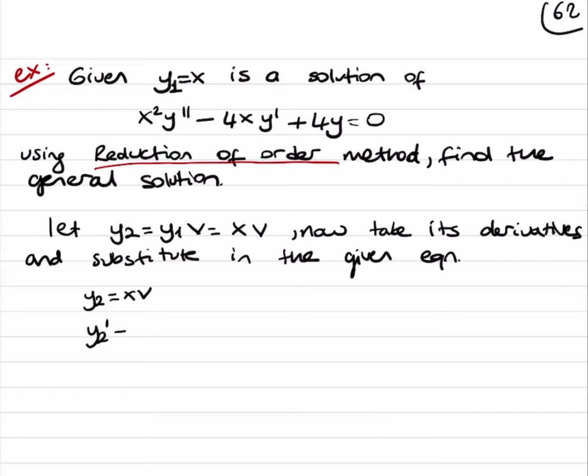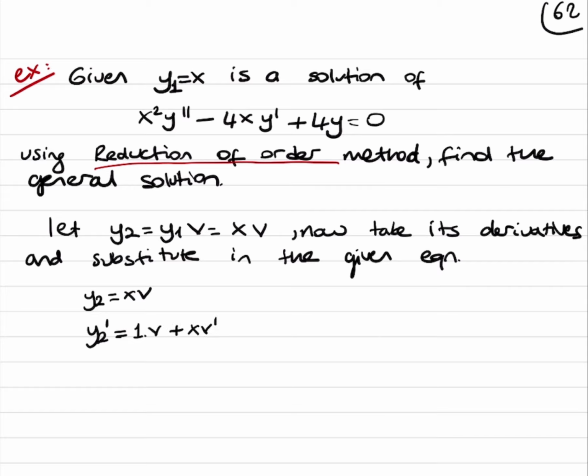Y2 prime is equal to the product rule. What is the derivative of x? It is 1 times v plus x times v prime, and we take the second derivative, so this is equal to v plus xv prime. What is the second derivative? V prime plus the derivative of x is equal to 1, so 1 times v prime plus x times v double prime, so this is 2v prime plus xv double prime.